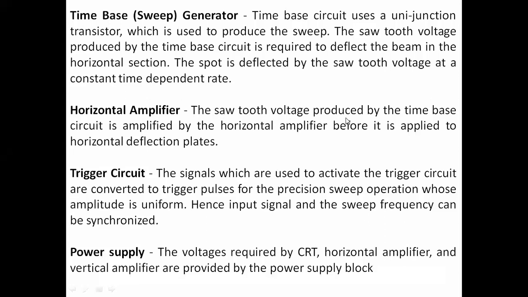Horizontal amplifier: the sawtooth voltage produced by the time-base circuit is amplified by the horizontal amplifier before it is applied to the horizontal deflection plates. The horizontal amplifier amplifies the voltage produced from the sawtooth wave generator or sweep generator, and it is then applied to the horizontal deflection plates.